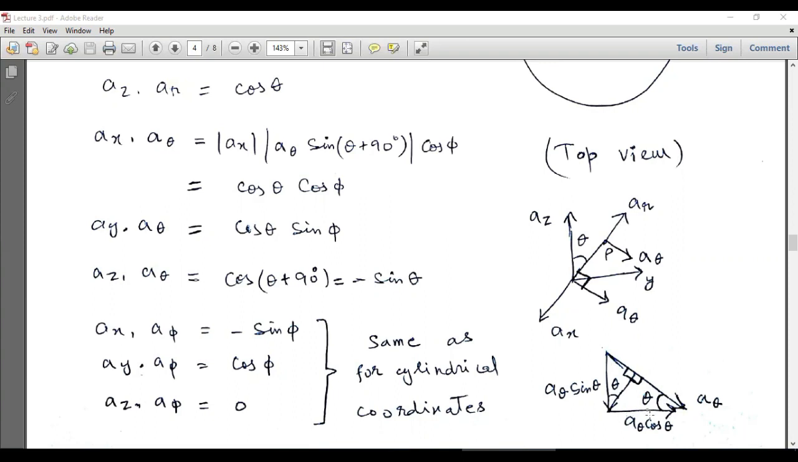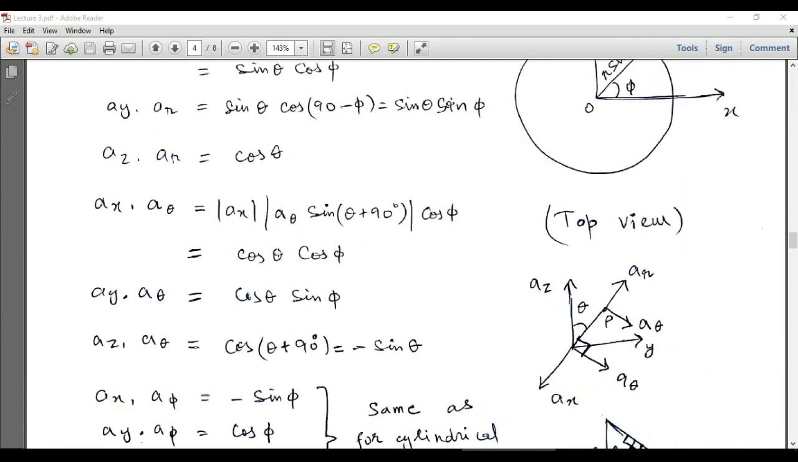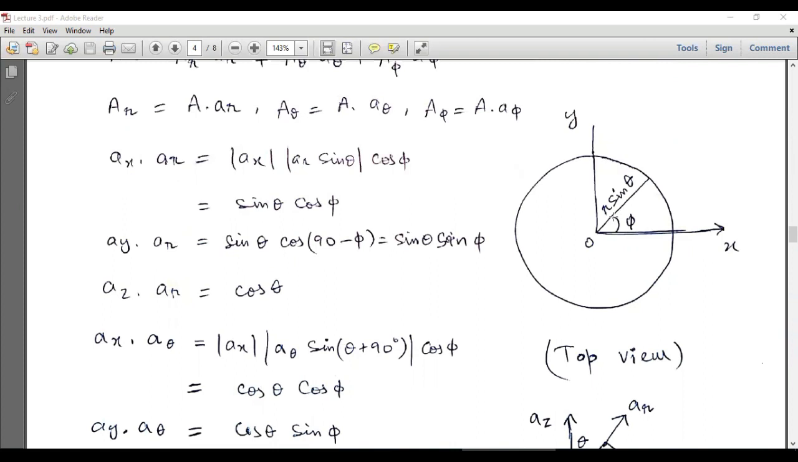So we will take the dot product of A theta cos theta instead of A theta. So this is AX dot A theta. This is AX magnitude, and here we have A theta cos theta magnitude, right? And this is the angle between A theta cos theta and AX. So the angle between A theta cos theta and AX is equal to phi. So this is actually AR sine theta, and this is also a vector.